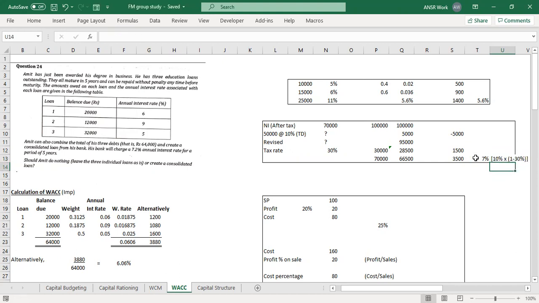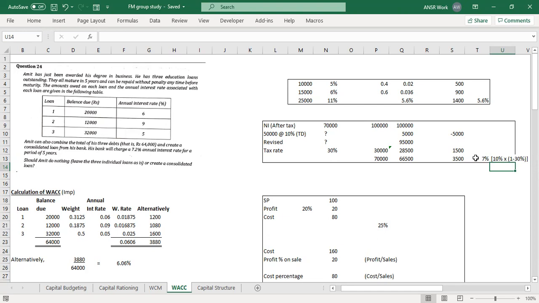We can derive the formula also. I'm not going into the derivation. Either way, that can be done. So you can either calculate by calculating the amount, or you can go by this formula also. Earlier rate, the basic cost of debt, multiplied by 1 minus tax rate gives you the effective cost of debt.